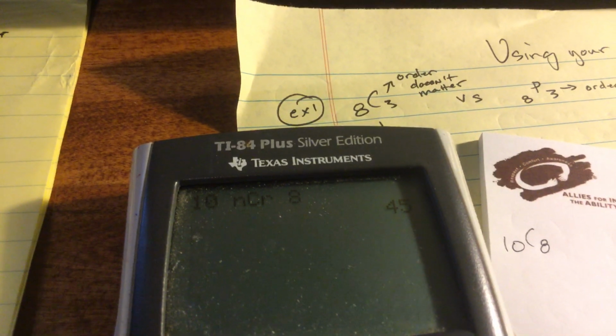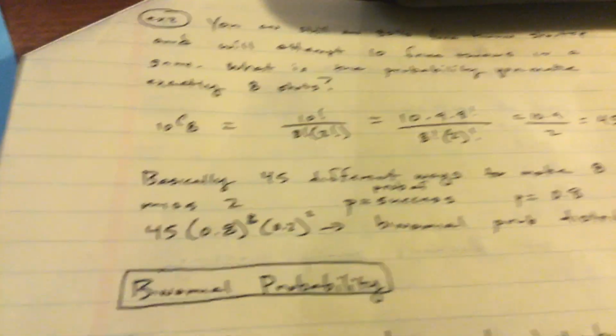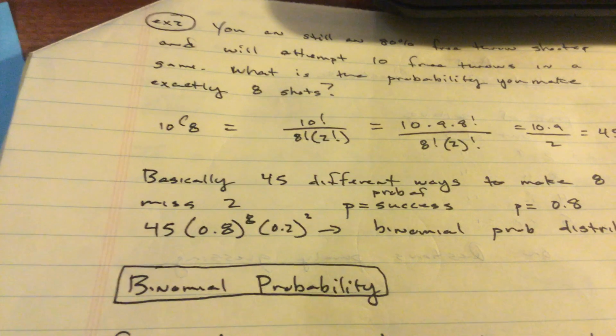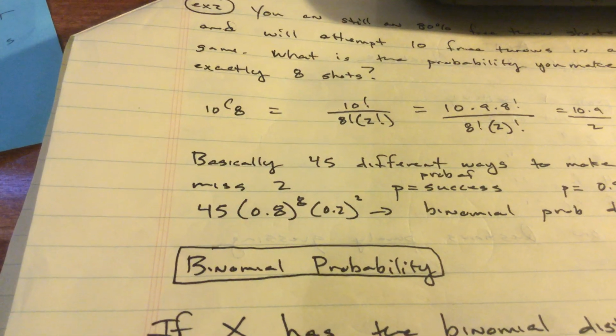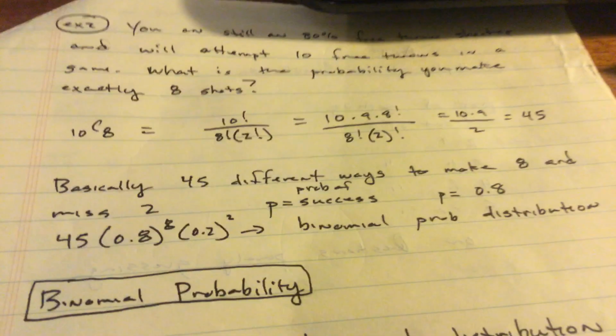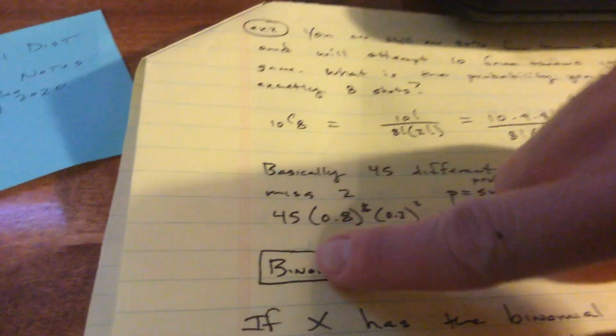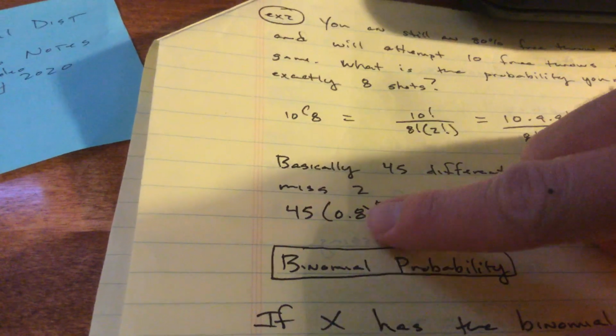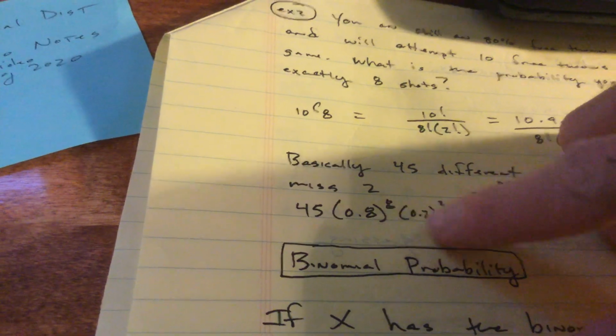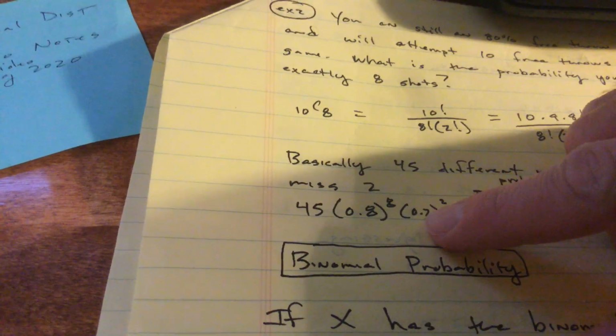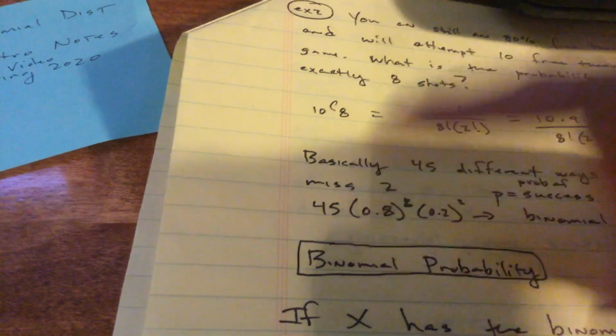All right, so I'll actually go back here. So there are basically 45, write this down, there are basically 45 different ways to make 8 shots and miss 2. So if p is the probability of success, what do I want to do? I want 8 of them to go in. I'm going to have 0.8 to the 8th and 0.2 to the 2nd because I want to miss 2 of them. I'm going to have 45 of those.